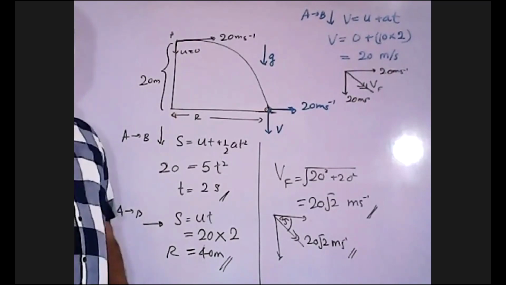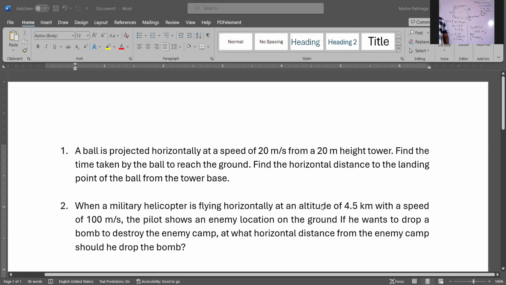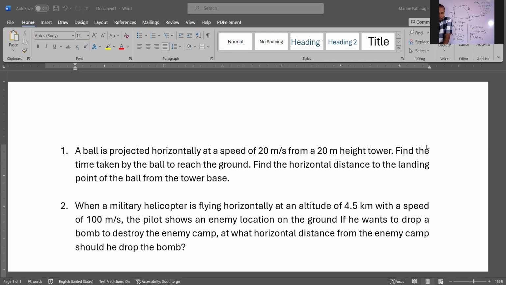The second question. When a military helicopter is flying horizontally at an altitude of 4.5 kilometer with a speed of 300 m/s, the pilot sees an enemy location on the ground. If he wants to drop a bomb to destroy the enemy camp, at what horizontal distance from the enemy camp should he drop the bomb?